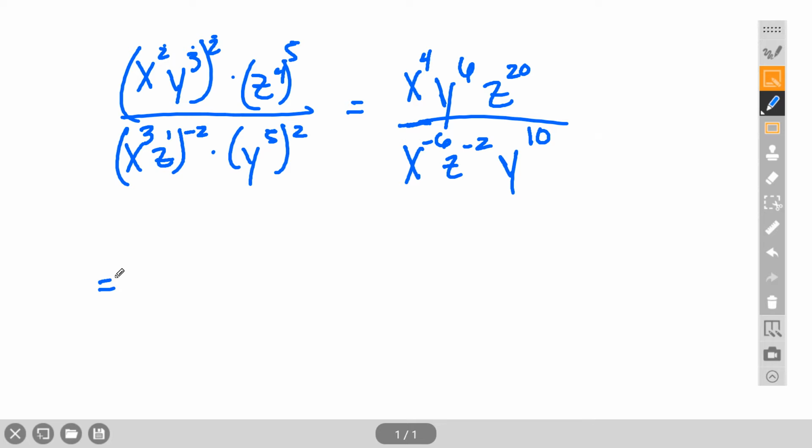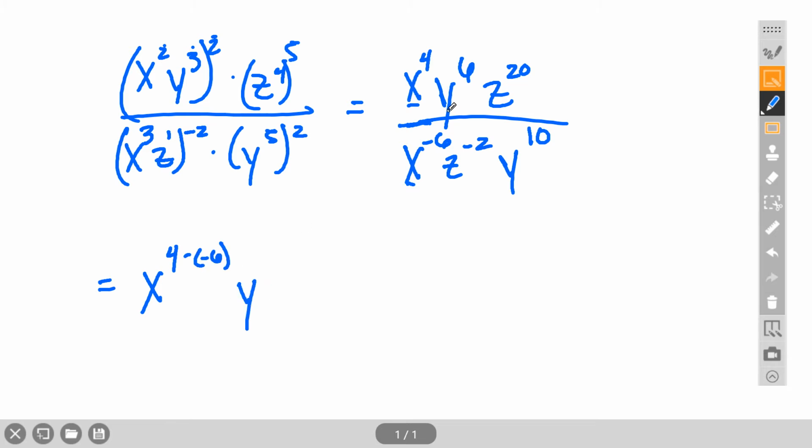Okay, now I can use the quotient property because there's a lot of bases that appear in the numerator and the denominator. For instance, x to the 4th and x to the negative 6th, x to the 4th in the numerator, x to the negative 6th in the denominator. I can combine those into a single x that's in the numerator by subtracting 4 and subtracting negative 6 from it. So 4 minus negative 6.